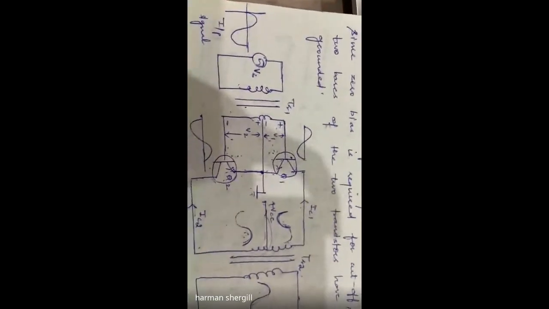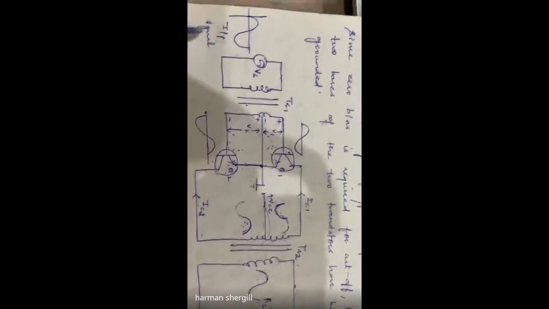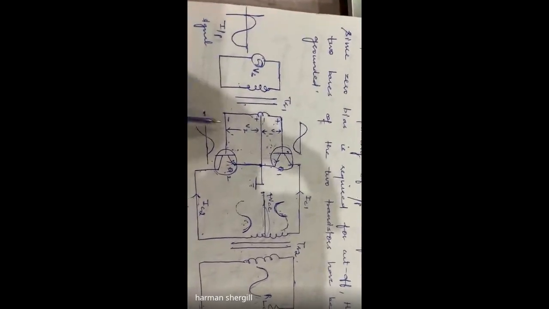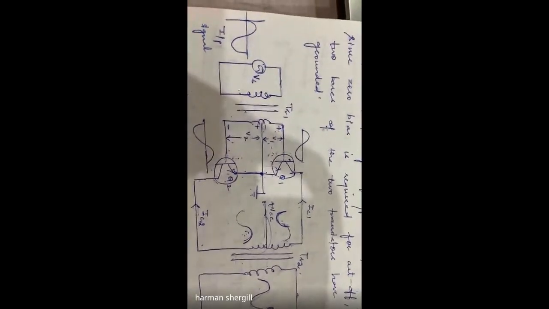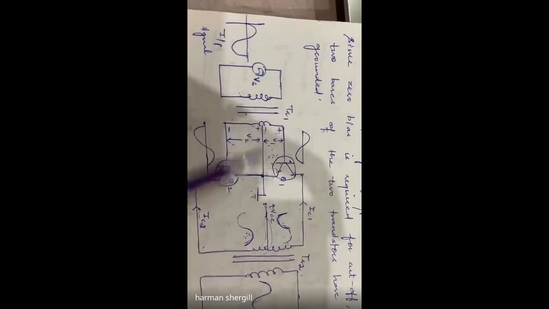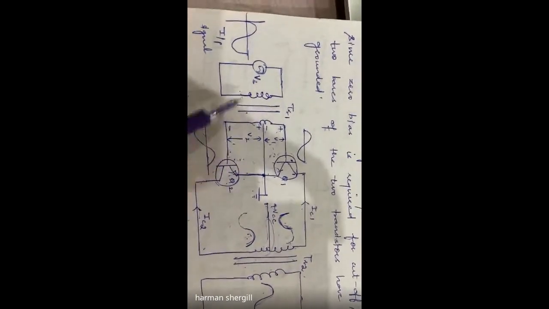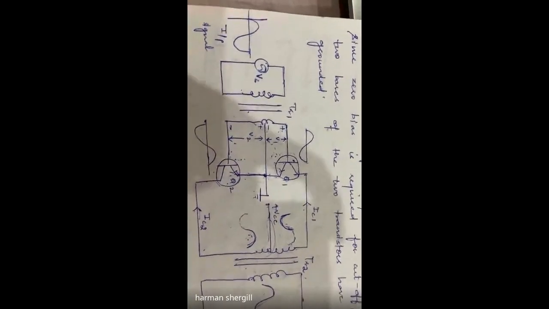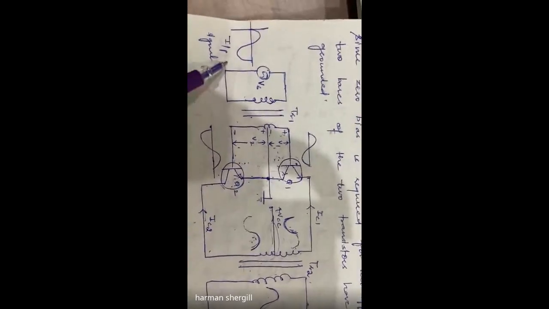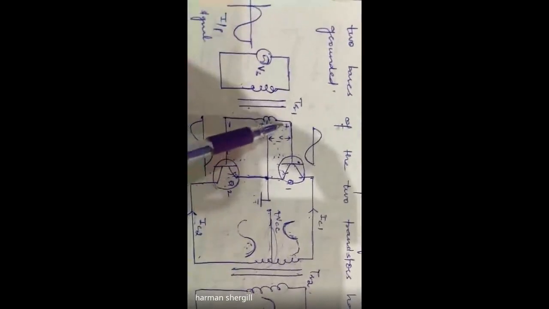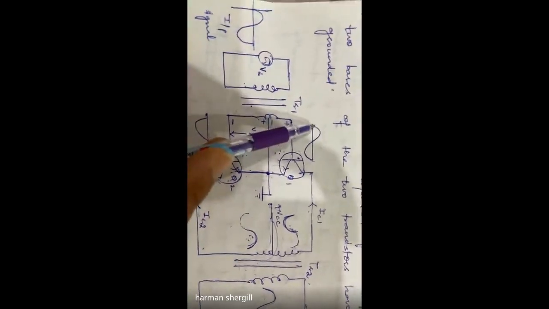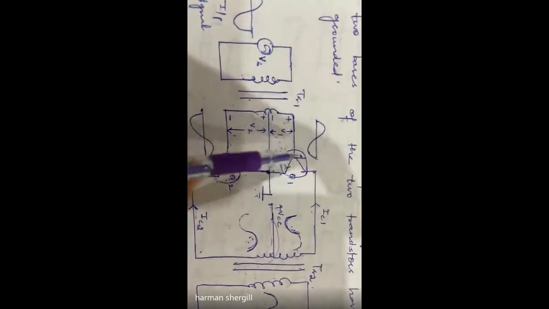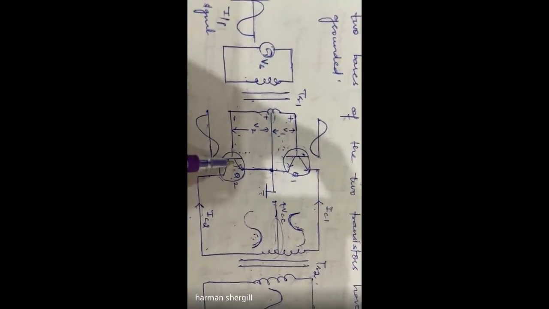Then circuit operation, it is almost identical with class A amplifier. So when you apply the input signal, this is the center tap transformer, and the secondary winding of this center tap transformer develops two signals. Here you have applied an input signal, but when you get a positive cycle, then your Q1 will turn on, and for the negative cycle, your Q2 transistor will turn on.